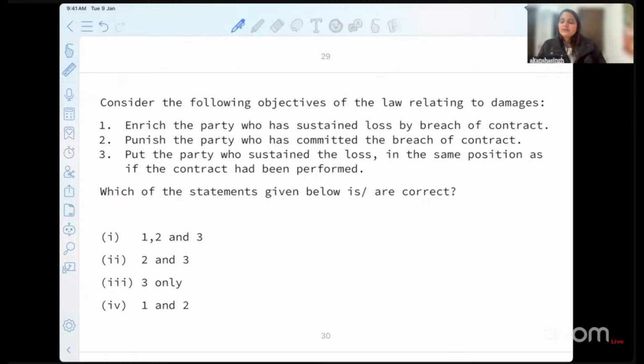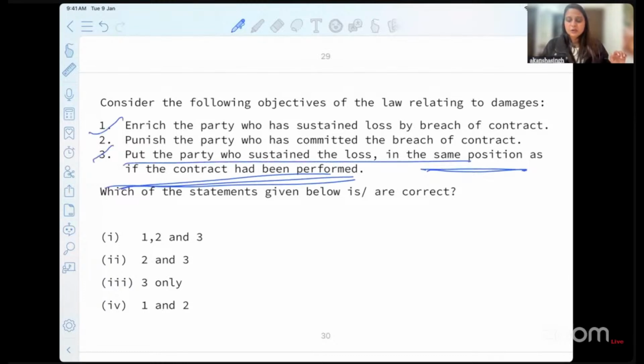Consider the following objective of the law relating to damages. We have read section 73, we have read section 74. Now consider what is the objective of these two provisions under the Indian Contract Act. First, it is to enrich the party who has sustained loss by breach of contract. Does it actually intend to enrich the party? Secondly, punish the party who has committed the breach of contract. Do we intend to punish the person just because we had a discussion on penalty? The third, put the party who has sustained the loss in the same position as if the contract had been performed.